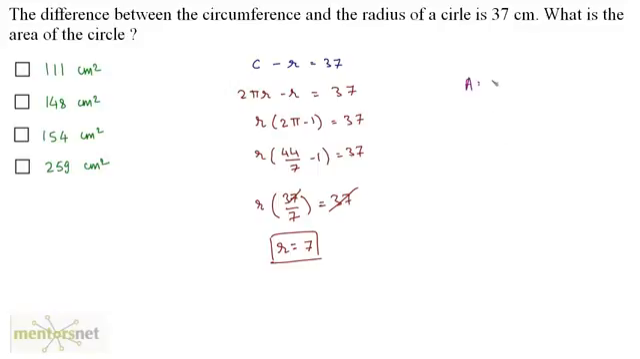So area is equal to pi r square. That's 22 by 7 times 7 times 7. This gets cancelled out. We have 22 times 7, and that is equal to 154, and the unit is centimeter square. So option C is the correct answer.